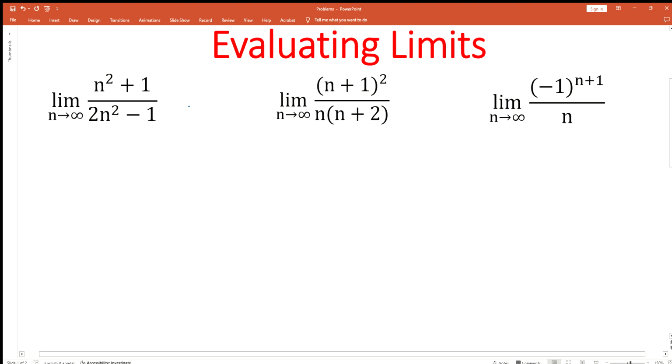In this video, we'll evaluate these three limits. Let's start with the first one. Limit n approaches infinity, n squared plus 1 over 2n squared minus 1.